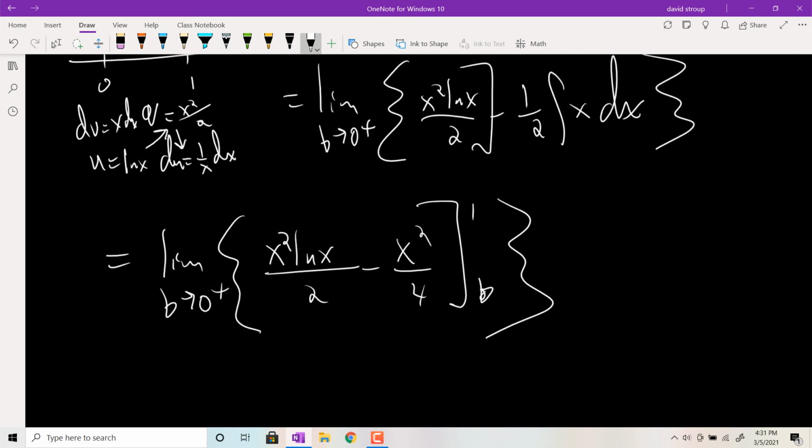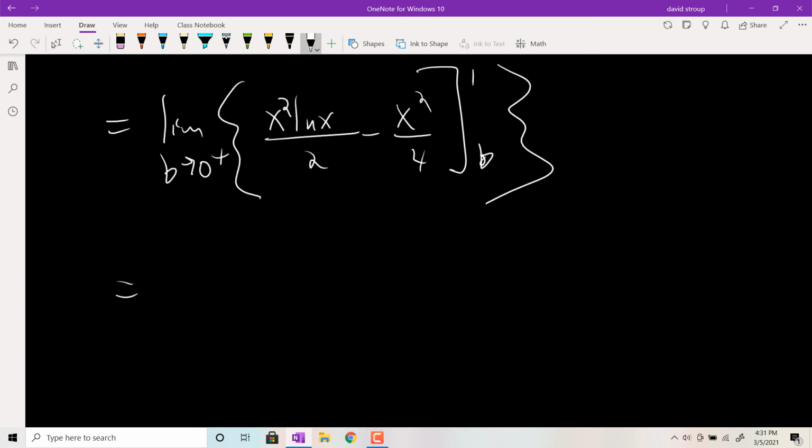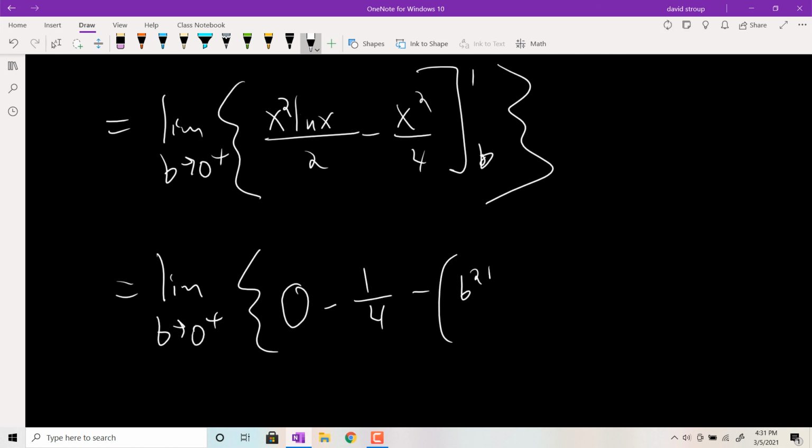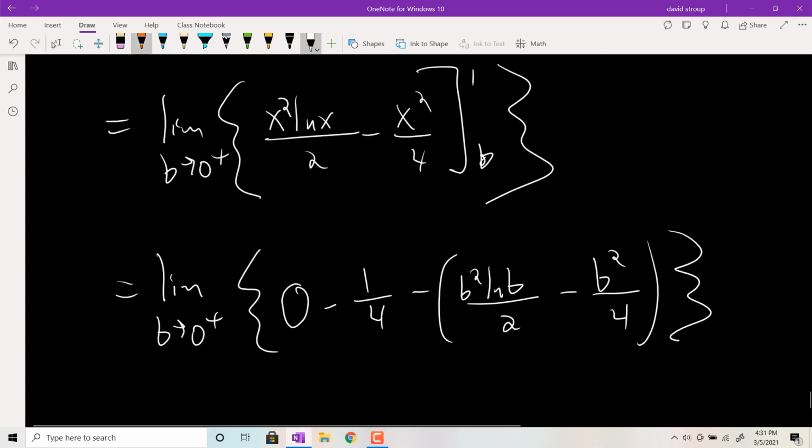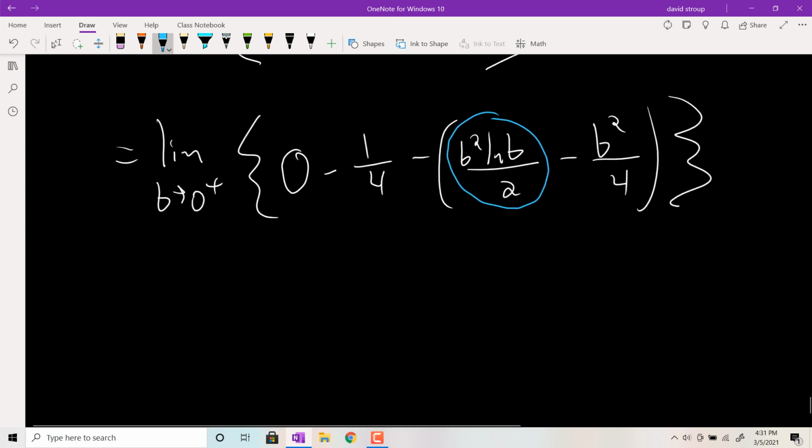Okay, so let's plug in those limits. So I get the limit as b goes to 0 from the right of, plugging in 1, you get 1 times ln of 1, which is 0. So you just get 0 over 2, which is 0, minus 1/4, minus b squared ln b all over 2, minus b squared over 4. So the troublemaker is definitely this guy right here. Its form is 0 times infinity, negative infinity in particular. So we're going to extract that one little guy and see where it goes.